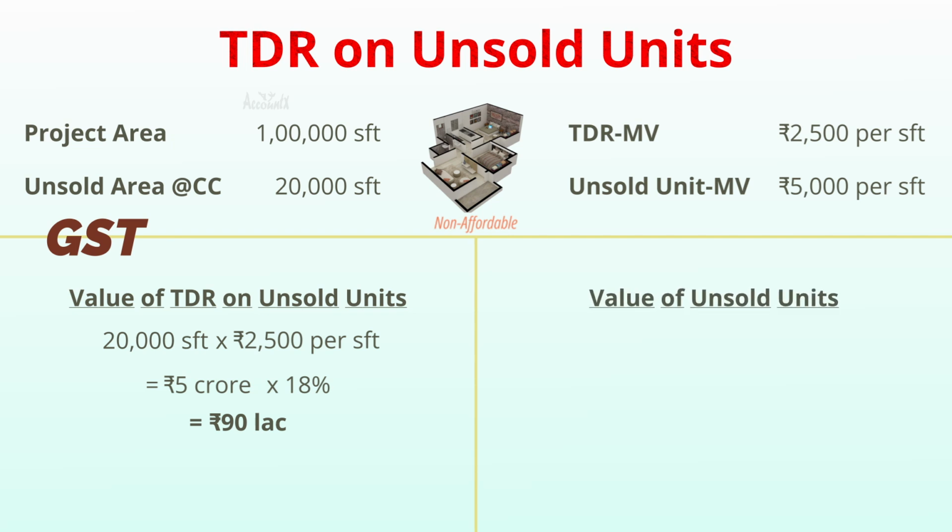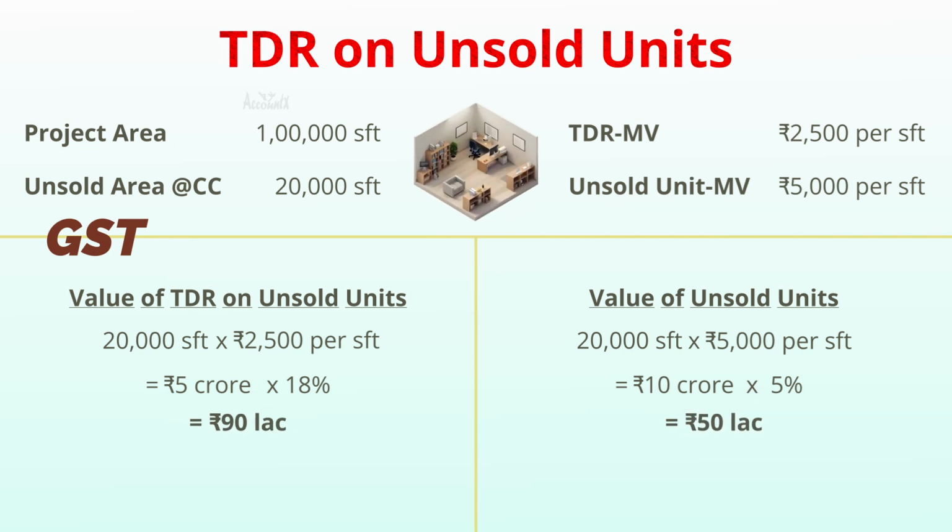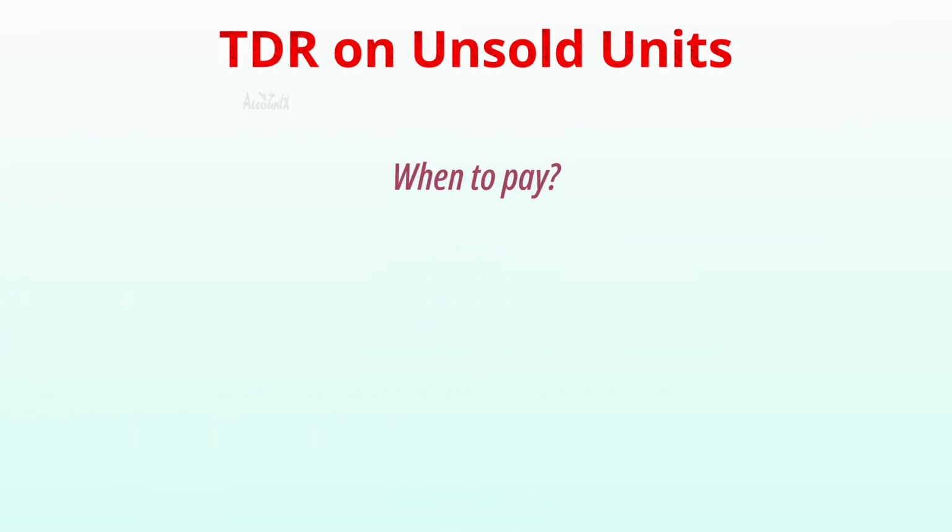2. Value of unsold units. 20,000 square feet multiplied by 5k, that is 10 crore. Rate of GST would be 5% because this is non-affordable, so 50 lakh. Least of these two would be 50 lakh, so you'll have to pay 50 lakh as GST. Had it been a commercial project, then the second option is not applicable, so you'll have to pay GST of 90 lakh.